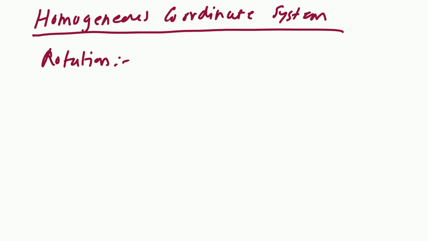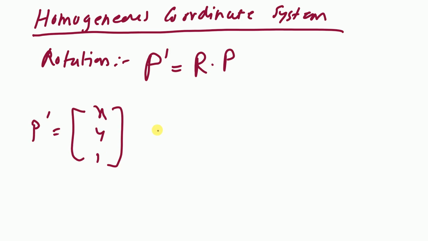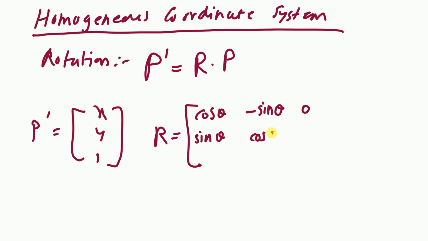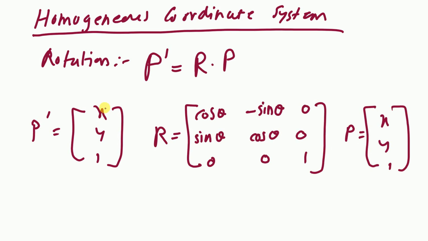So in the homogeneous coordinate system, the rotation is represented as P' is equal to R into P. So matrix P' is written as x, y, 1, the R matrix is written as cos theta, minus sin theta and 0, sin theta, cos theta and 0, and 0 0 1, while the matrix P is written as x, y, 1. This P' matrix is the new values x', y', 1, the R matrix is represented by these components, and the P matrix has the original location x, y and 1. So rotation is always performed about the origin.